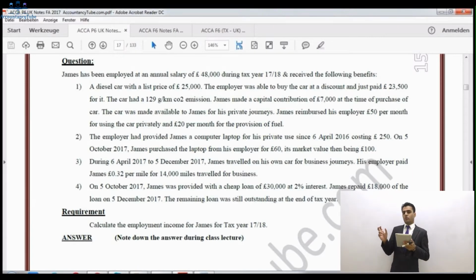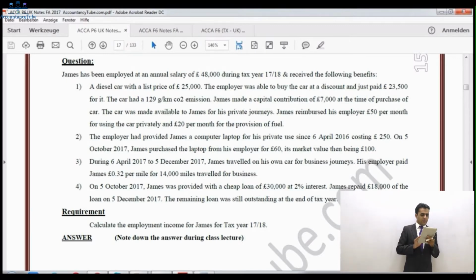So what are those two ways to do it? One is the market value when the asset was first provided, less the amount already taxed and less the amount paid by the employee. And the other one is when the employee bought that asset from the employer, the market price at that time, less the amount paid by the employee. So whatever is higher, we'll take that one. So that was for purchase. However, for usage, we will only take 20% of that, 20% per annum.